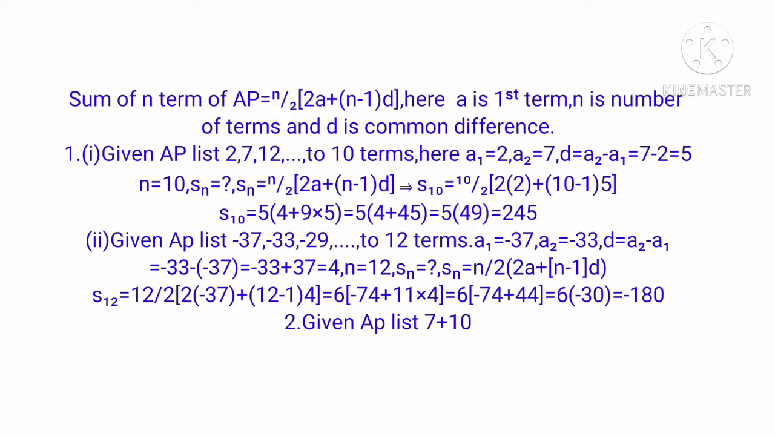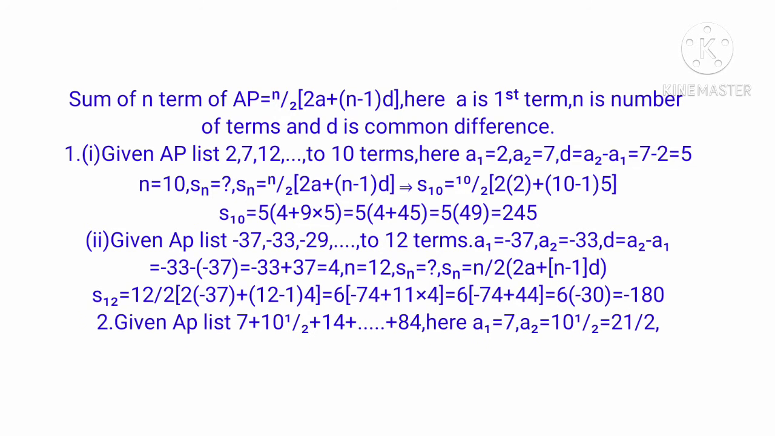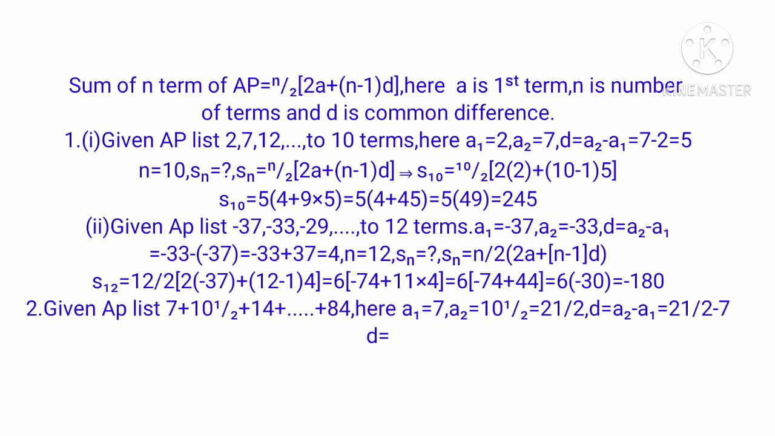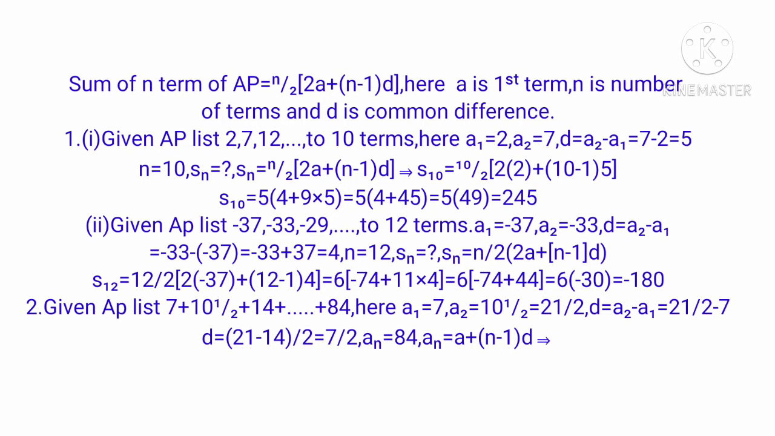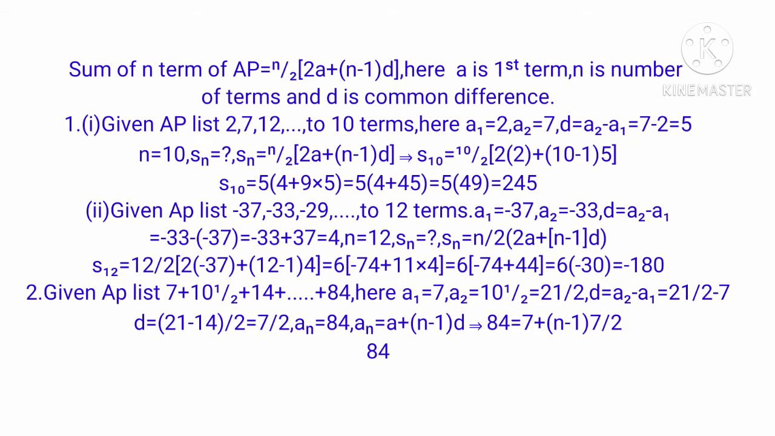Next question, given AP list is 7 plus 10 1 by 2 plus 14 plus, and so on, plus 84. Here a1 is 7, a2 is 10 1 by 2, which is equal to 21 by 2, and d is a2 minus a1, is equal to 21 by 2 minus 7, is equal to (21 minus 14) by 2, that is equal to 7 by 2 d. Then an is the last term, a_n is 84, and n is found from a plus (n minus 1) into d, so 84 is equal to 7 plus (n minus 1) into 7 by 2.